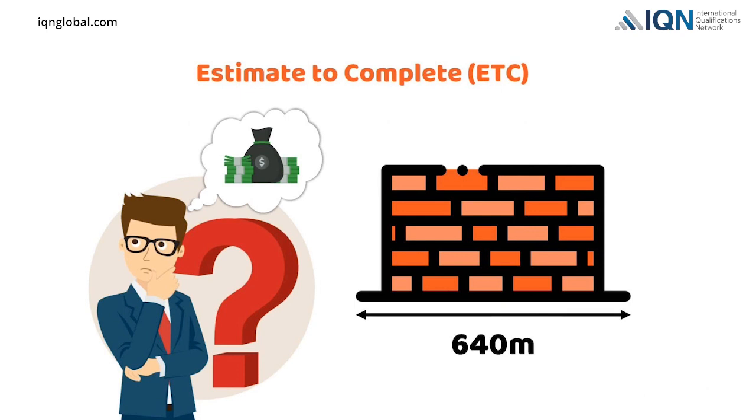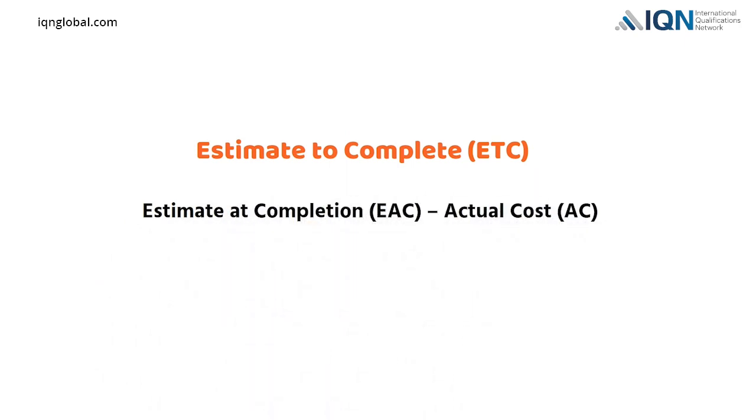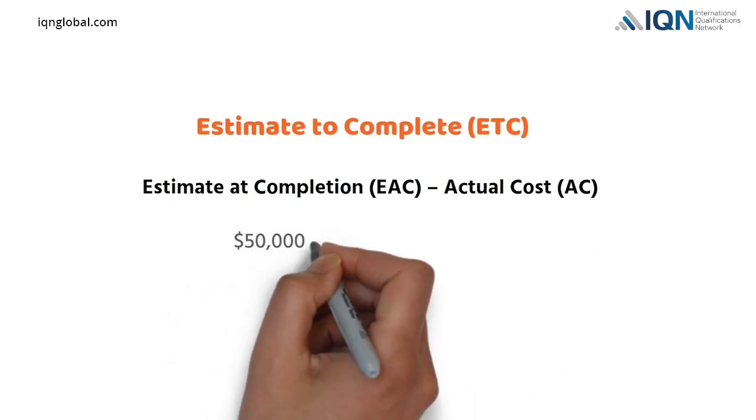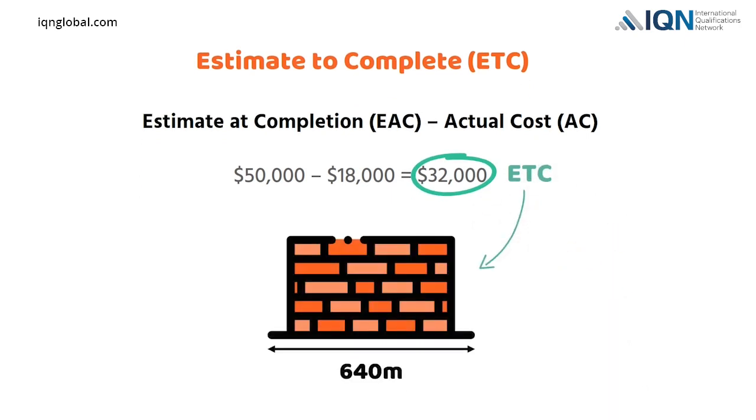Estimate to Complete, ETC, is calculated by subtracting actual cost, AC, from Estimate at Completion, EAC. So if we subtract $18,000 from $50,000, we get $32,000. $32,000 is our ETC, the estimate to complete the remaining 640 meters of the wall.